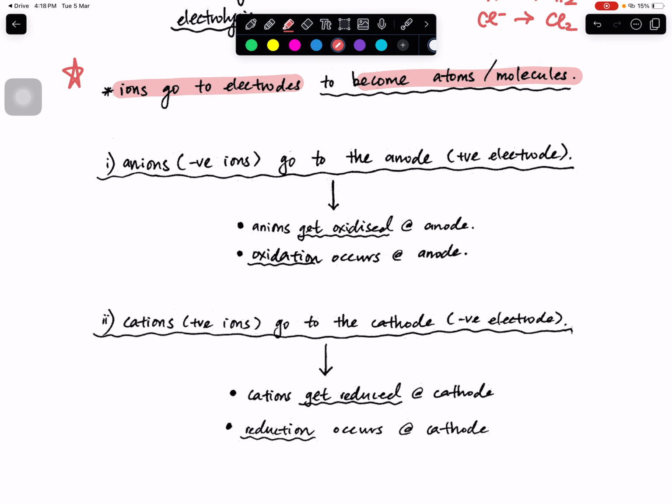So what you need to know here is that anions will go to the anode to get oxidized. Cations will go to the cathode to get reduced. If you ever forget, anions are negative ions, and cations are positive ions. If you're wondering how this happens, it is because the anode is positively charged and the cathode is negatively charged, and opposite charges attract. Okay, so you have no questions.